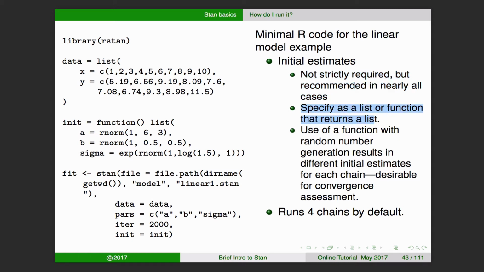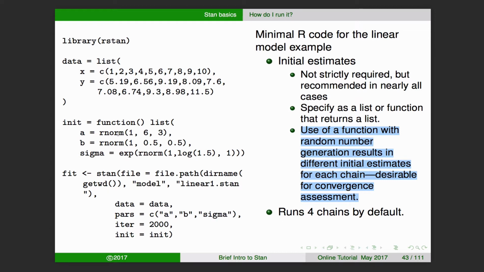Now you can specify the initial estimates as a list or as a function that returns a list. My general preference is to use a function that has a random number generation element in there that produces different initial estimates for each chain. That's particularly desirable for convergence assessment, because one of the best tests for convergence is whether or not different chains that begin at different points all converge to the same distribution.